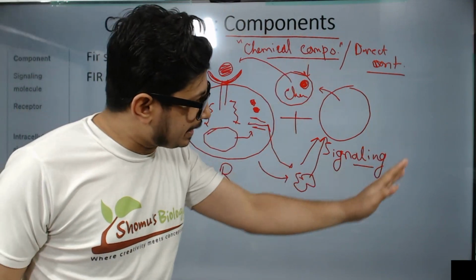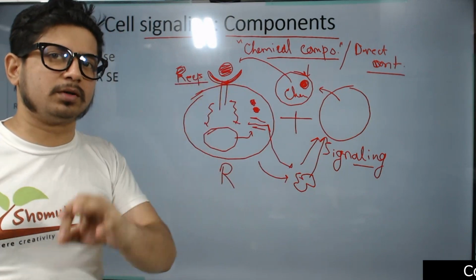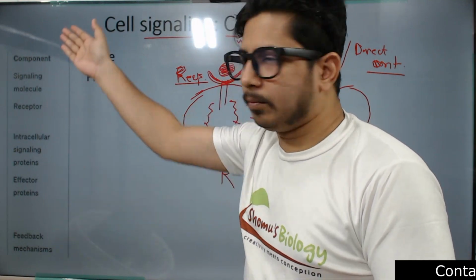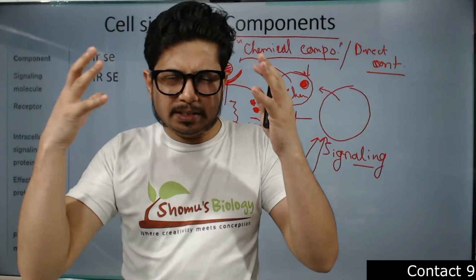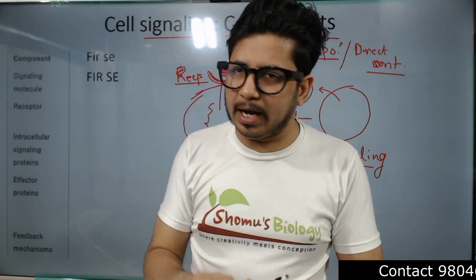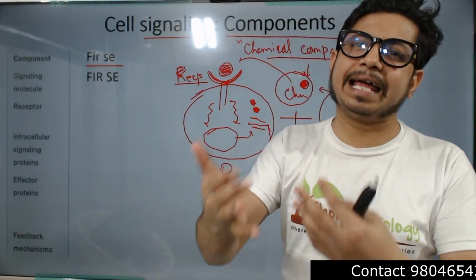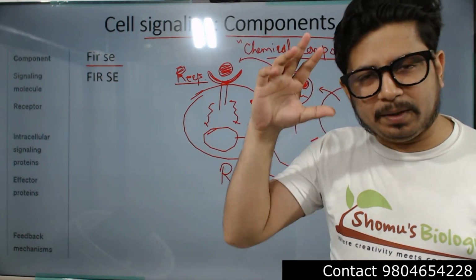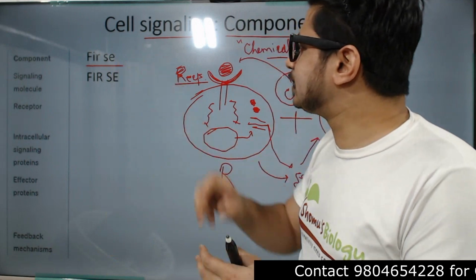In this whole cell signaling part, there are individual components which play an important role. What are those components? These are the components of cell signaling. Now if you want to remember these components, you may wonder how to remember all this. So for you I have a mnemonic, that is Firse. Those who don't know Hindi, Firse means again. If you remember Firse, you remember cell signaling.